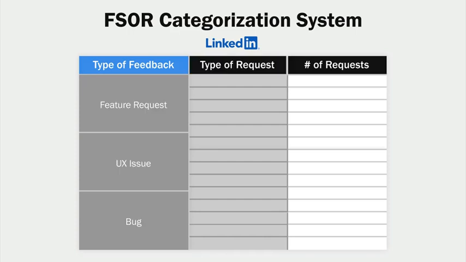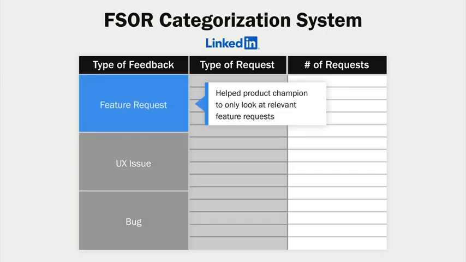The first layer of labeling was for type of feedback. They categorized customer support tickets into 3 broad ticket types: feature request, UX issue, and bug. This first layer of categorization helped the product champion only look at relevant feature request tickets.